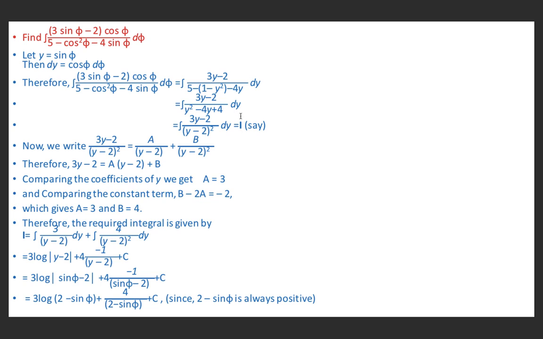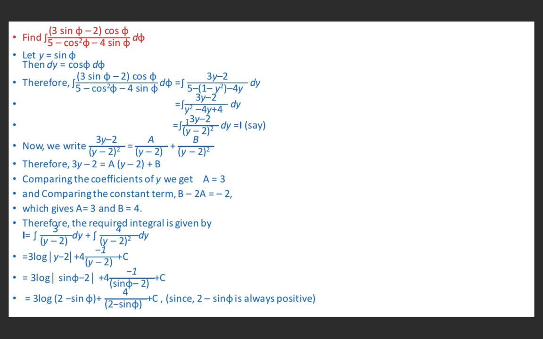And if we factorize it, it is 3y minus 2 upon y minus 2 whole square dy. So our given integration, 3 sine phi minus 2 cos phi upon 5 minus cos square phi minus 4 sine phi, this term reduces to 3y minus 2 upon y minus 2 whole square. Here we were integrating with respect to phi, here we are integrating with respect to y. So this integral is equal to this integral. Suppose we substitute it equal to I.